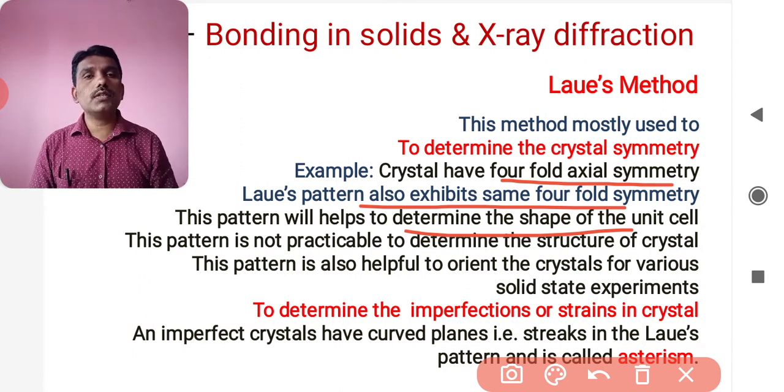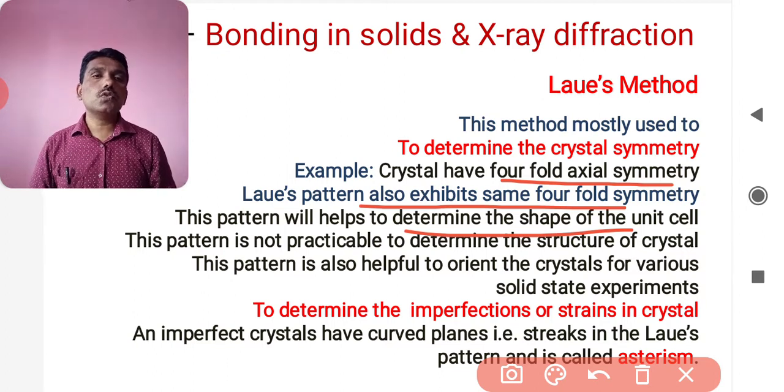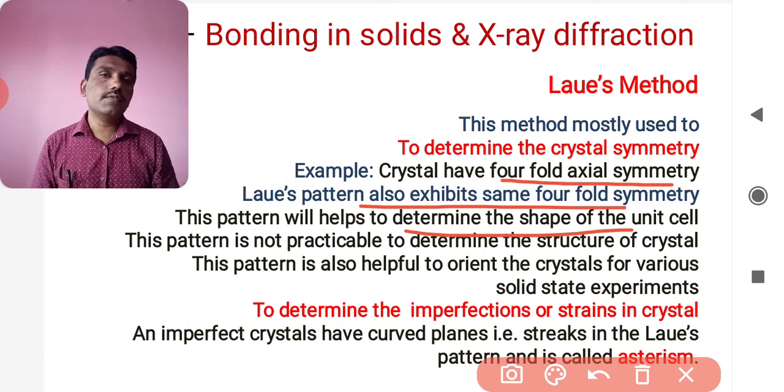So it is not practicable to find out the crystal type with this, as the incident beam falls on a very tiny point. This pattern is also helpful to orient the crystal for various solid state physics experiments.